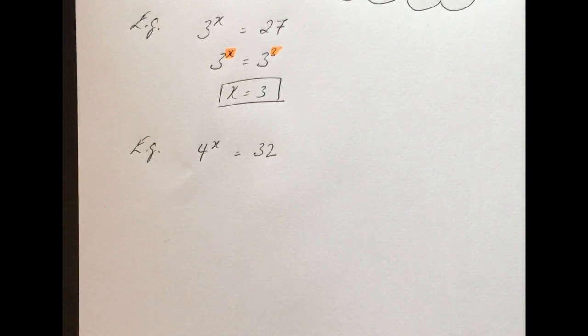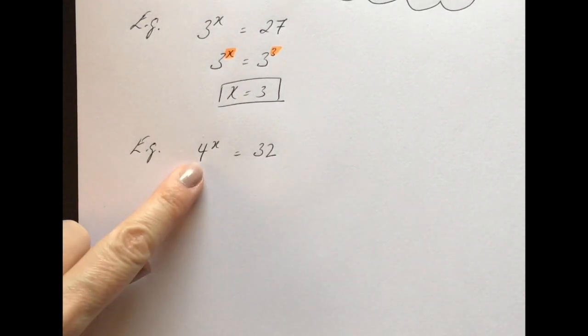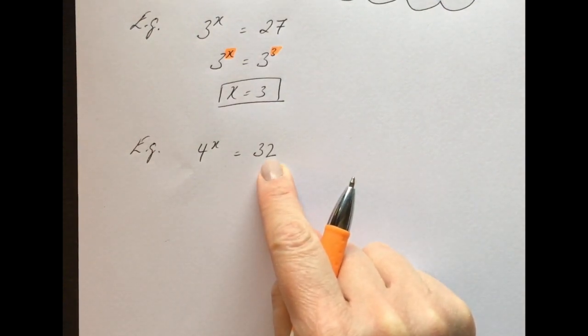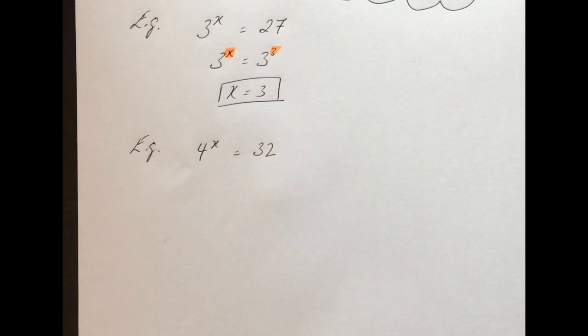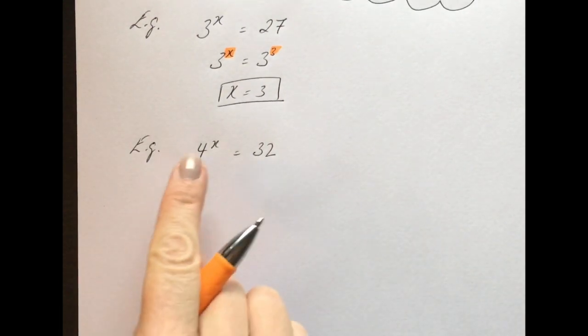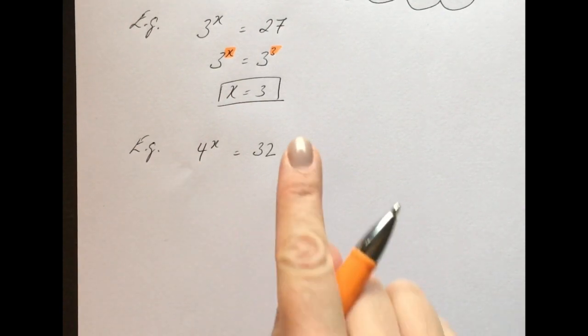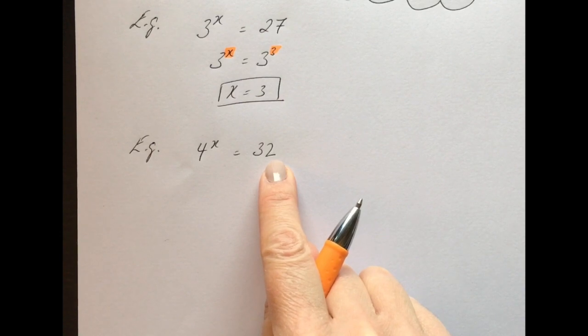So my only option now is to manipulate both sides. Can I write this as a power of a particular number that I can also write this as a power of that same number? Okay, so I'm going to give you a hint with this one. What we can do with 4 is write it as a power of 2. And of course what I can do with 32 is also write it as a power of 2.